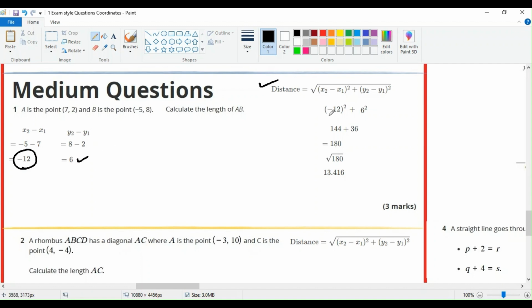We are putting these values. Negative 12 squared gives us 144, and 6 squared gives us 36. When 144 and 36 are added together, it gives you 180. When we find the root of 180, it is going to give us 13.416 as an answer.